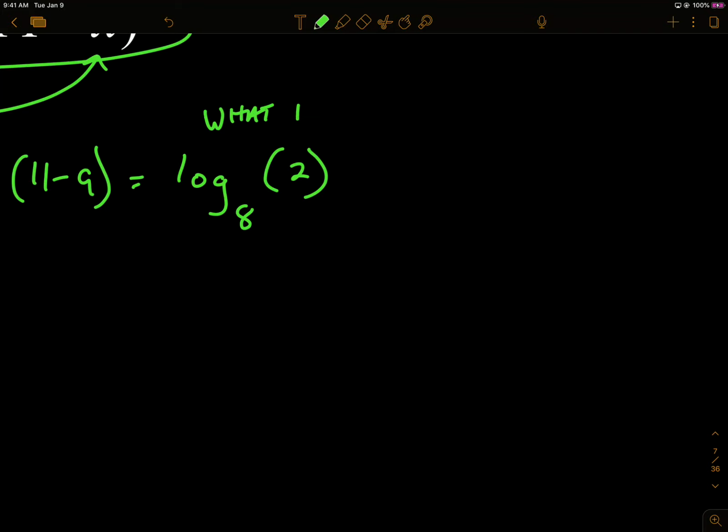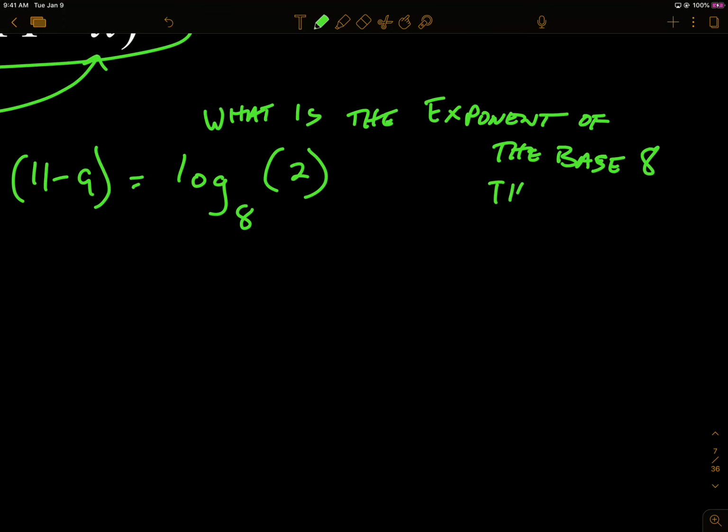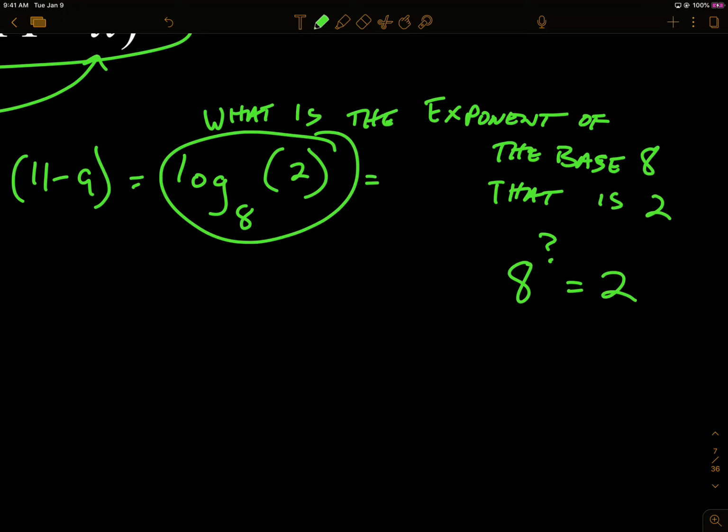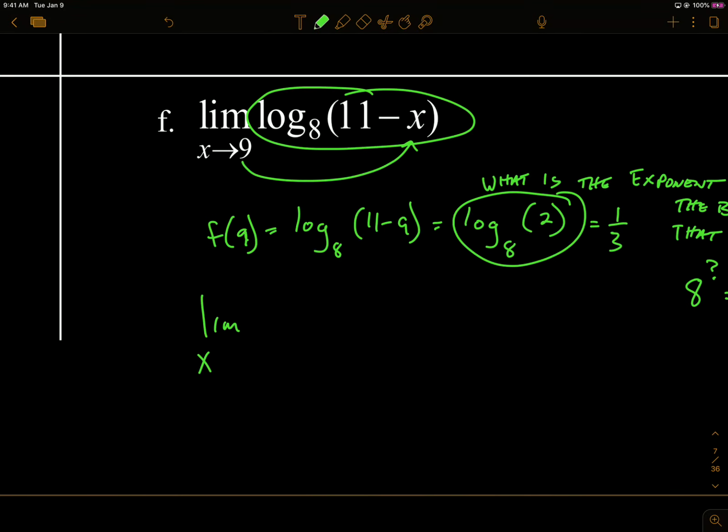It's sort of a question. It's saying what is the exponent of the base 8 that equals 2? So if I wrote that out, I'll use a question mark. What would be the exponent of 8 that would equal 2? That's what this means. And we know that that's going to be equal to what? I can cube root 8, so 1/3 power. So I would say the limit as x approaches 9 of log base 8 of 11 minus x is equal to 1/3.